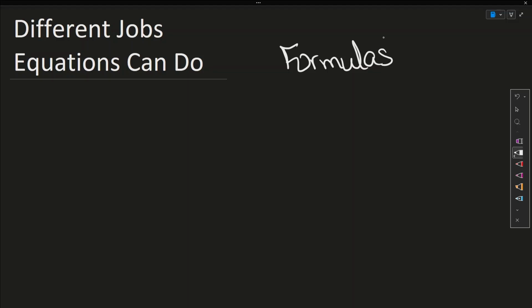Some equations relate quantities that vary together. These are often called formulas. For example, y is equal to mx plus b. This equation shows a relationship between x and y. As x changes, y may also change.